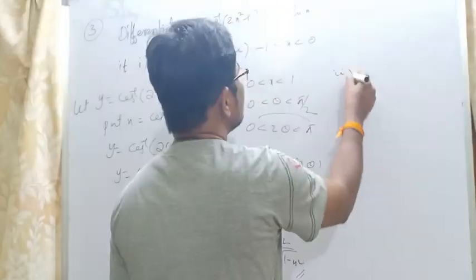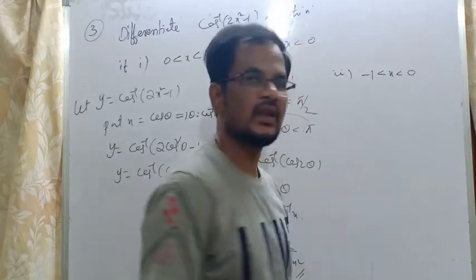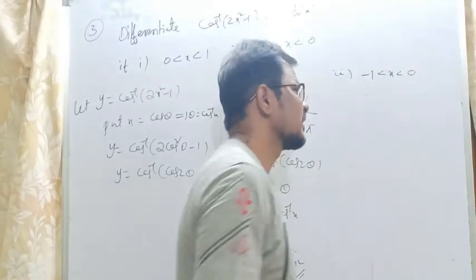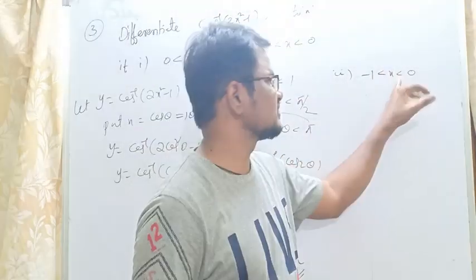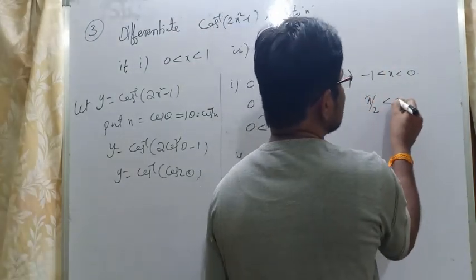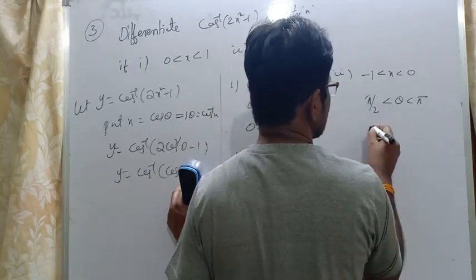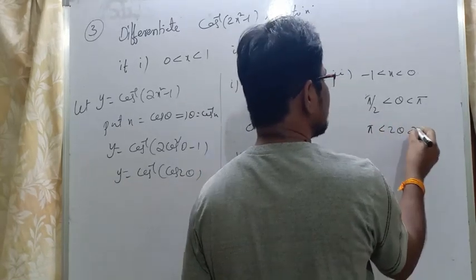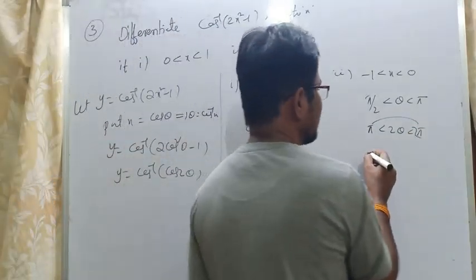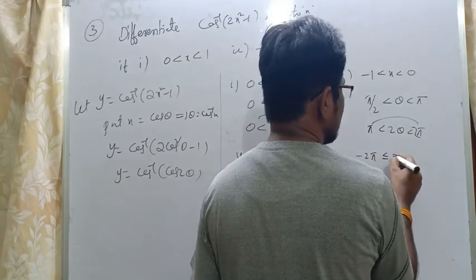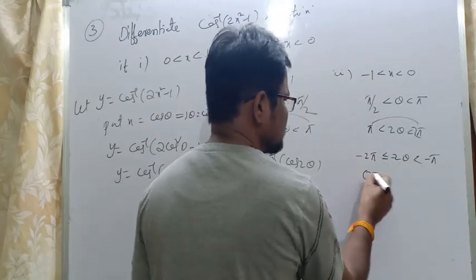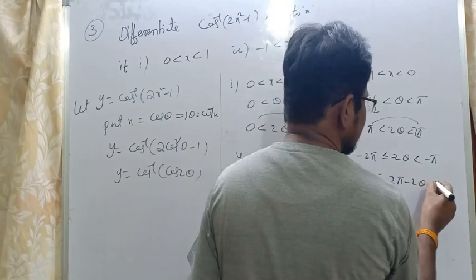Next, the second one, if you take minus 1 less than x less than 0. So apply cos inverse on both the sides. Here cos inverse of minus 1 is pi, cos inverse x is theta, and cos inverse of 0 is pi by 2. So pi by 2 less than theta less than pi. But here 2 theta is there, pi less than 2 theta less than 2 pi. But it does not belong to the range of cos inverse x. So first you multiply by minus: minus 2 pi less than minus 2 theta less than minus pi. Now add 2 pi: 0 less than 2 pi minus 2 theta less than pi.